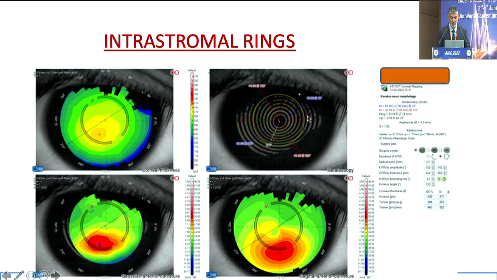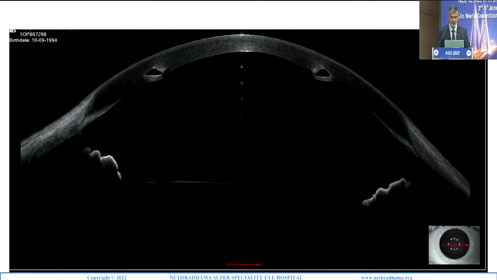It also has software for planning intrastromal corneal rings for keratoconus, and it has imaging, the ASOCT, where you can look at the rings or even flaps, etc. So it's a high resolution OCT which you can use for all your corneal work.